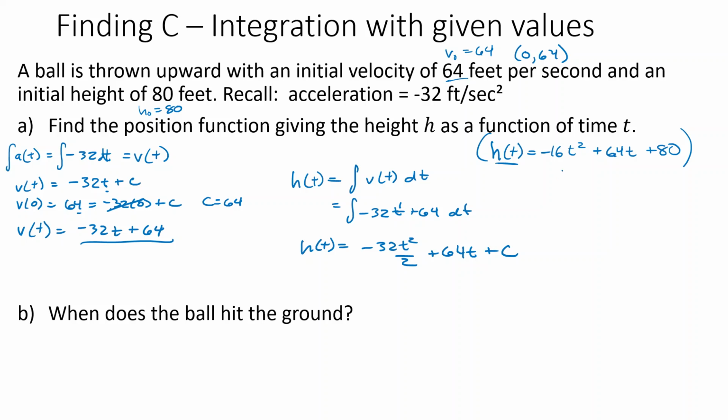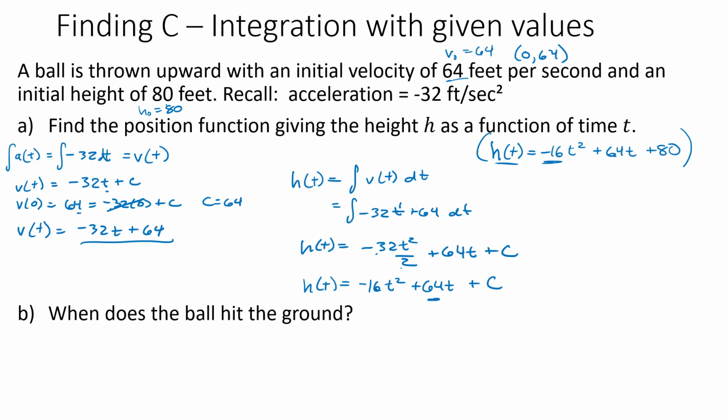So now we're seeing where this negative 16 comes from. Negative 32 divided by 2 is negative 16. Plus the 64t plus c. And that's how we get that our initial velocity always goes right there.